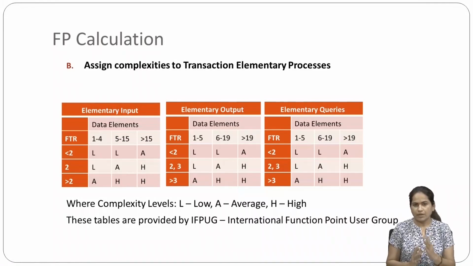After that, different tables are given to you to understand how complexities will be assigned if you have elementary input, elementary output, and elementary queries. These are for EI, EO and EQ, right? The complexity levels are the same. L stands for low, A stands for average and H stands for high. These tables are provided by IFPUG, the International Function Point User Group.